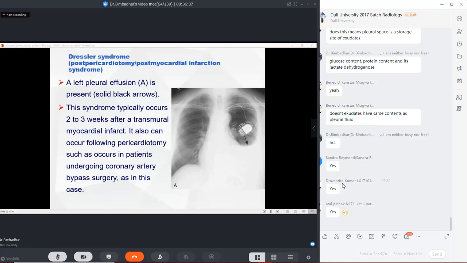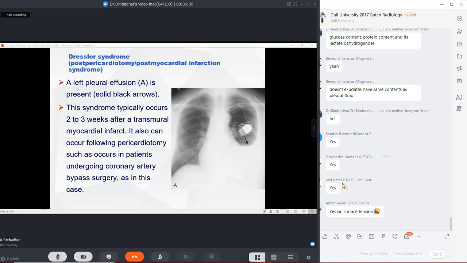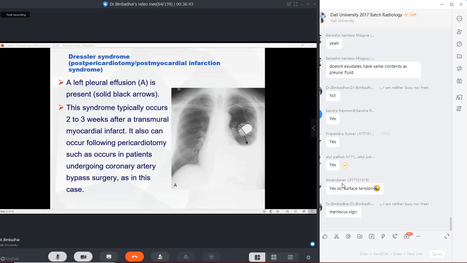Remember, meniscus sign. Yeah, surface tension. Because of the surface tension, every fluid shows up with such a shape. So this is called a meniscus sign.